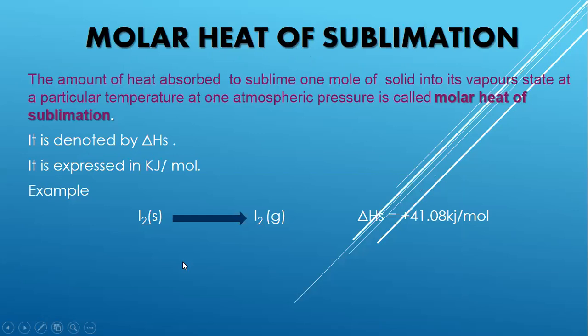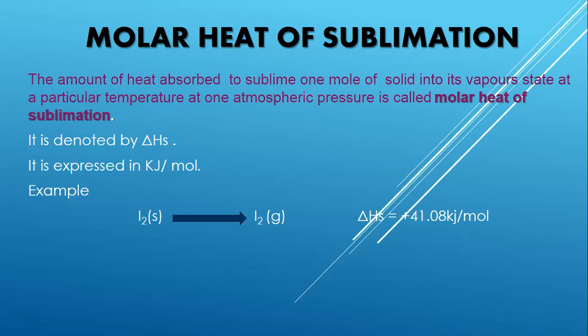Next is molar heat of sublimation. The amount of heat absorbed to sublime 1 mole of solid into its vapor state at a particular temperature at 1 atmospheric pressure is called molar heat of sublimation. That is, now there is a conversion from solid directly to gas without passing through the intermediate liquid form.